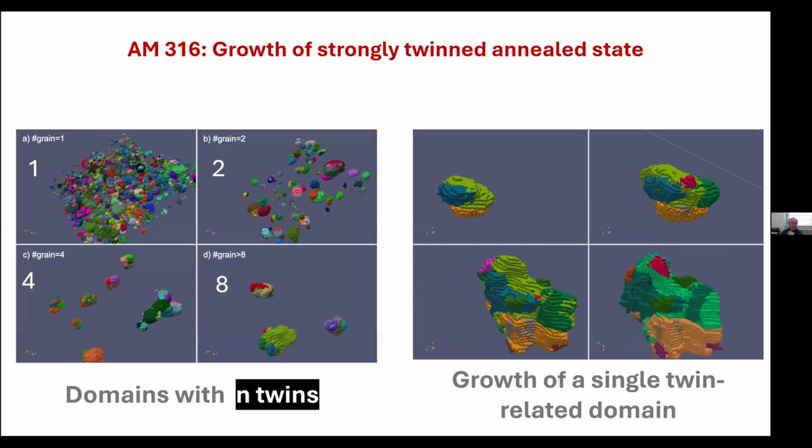And another one of the things that we looked at is twinning. 316 stainless steel is FCC, and it exhibits strong twinning, and we could watch the twinning as a function of annealing. This is one particular twin-related domain. So all of these different colors correspond to twin-related crystal structures. And as this grain grows, additional twins form. So these are I think what Tony would call growth twins.